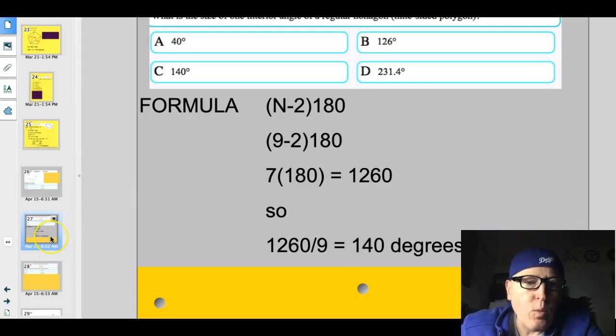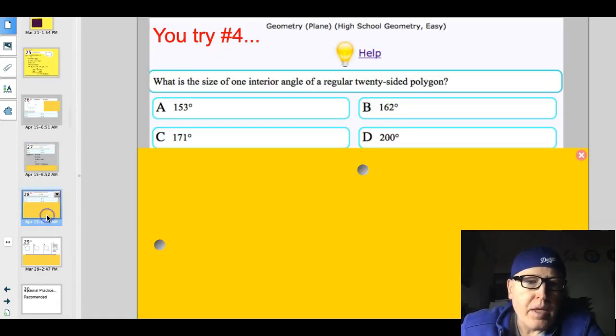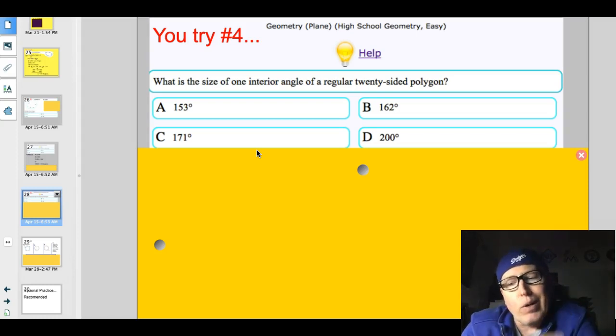Okay, and one more for you, and then we'll do your 4-blocker. You try number 4. What is the size of one interior angle of a regular 20-sided polygon? Now this isn't one you're going to want to draw. So go ahead, figure it out mathematically. Pause the video.